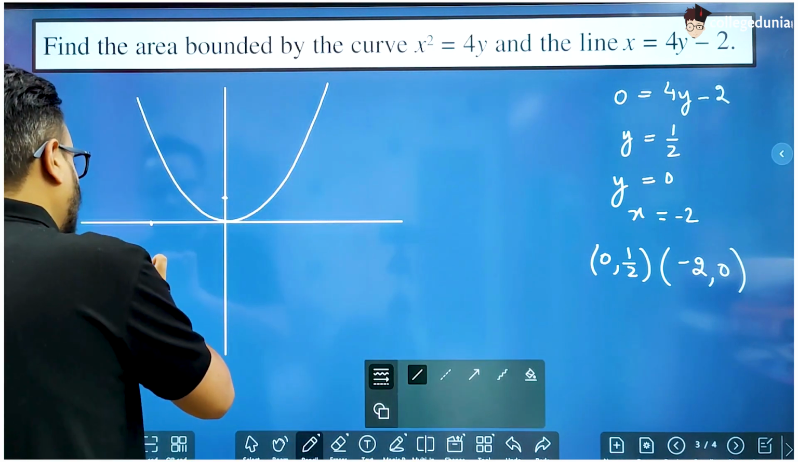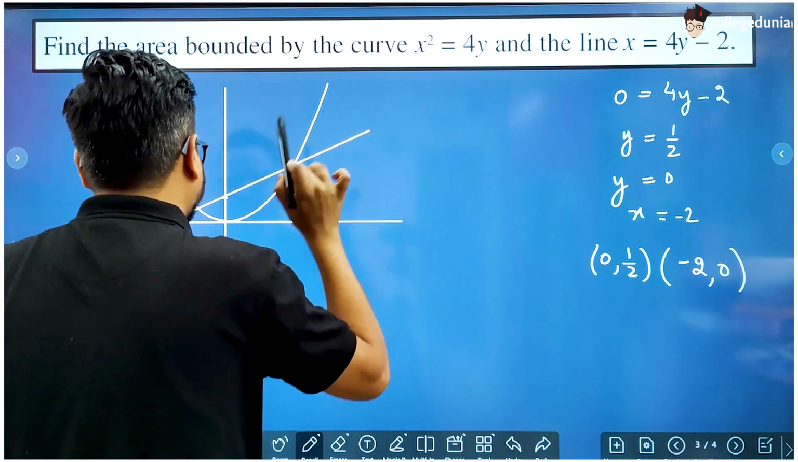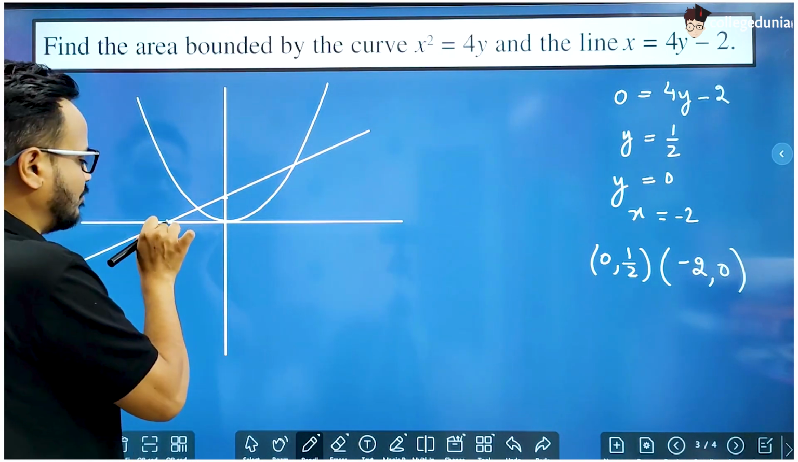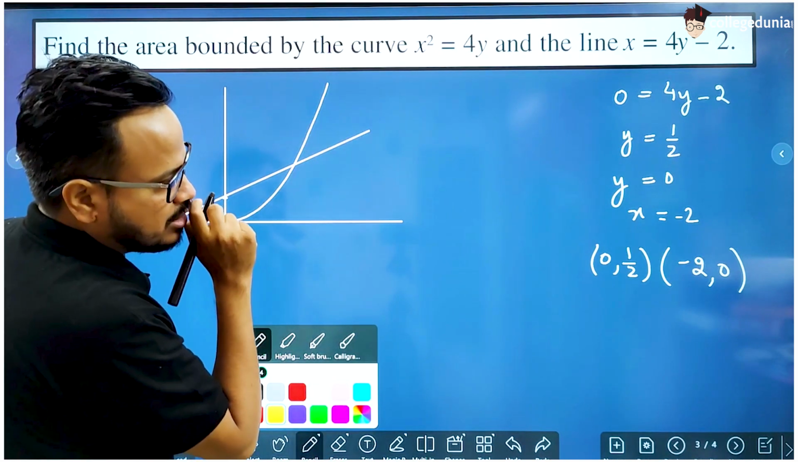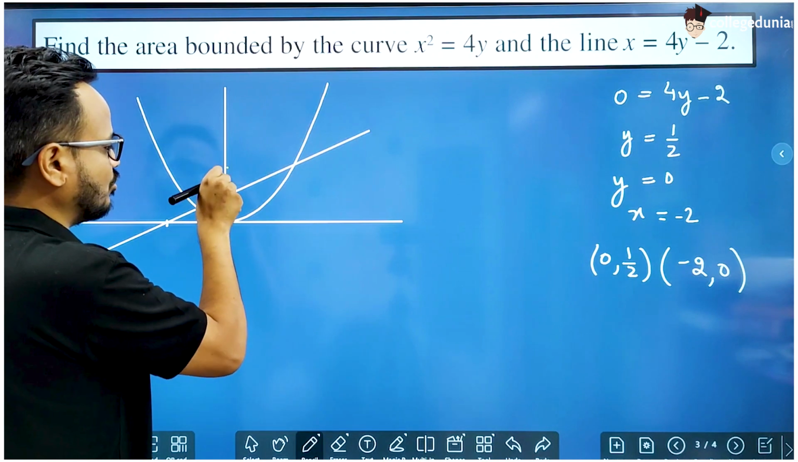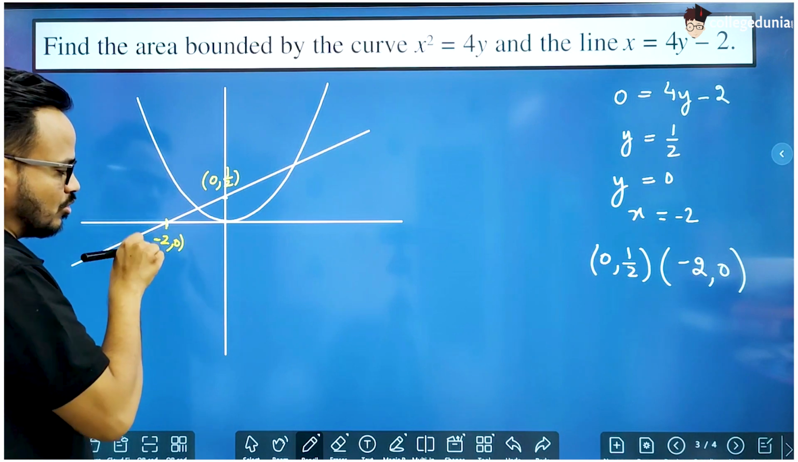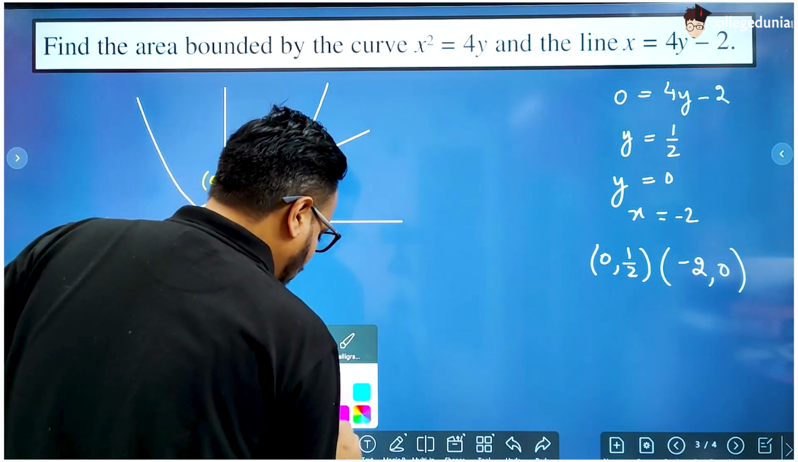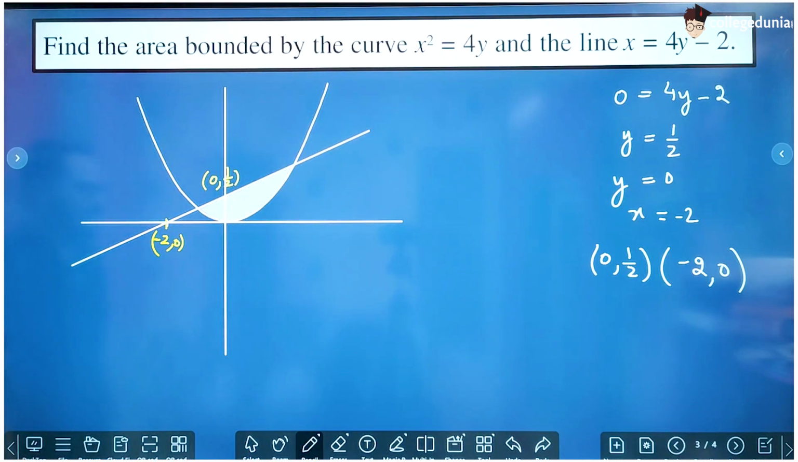So let's draw a line passing through these 2 points, which is suppose this. Okay, we will just shift the position of this point according to our convenience, and this is the point. Let us mark this with yellow. This point is 0 comma 1 by 2 and this point is minus 2 comma 0. Now we are supposed to find the area bounded by the curve and the line. So where is the area bounded by the curve and the line? This is the area which is bounded by line and curve.